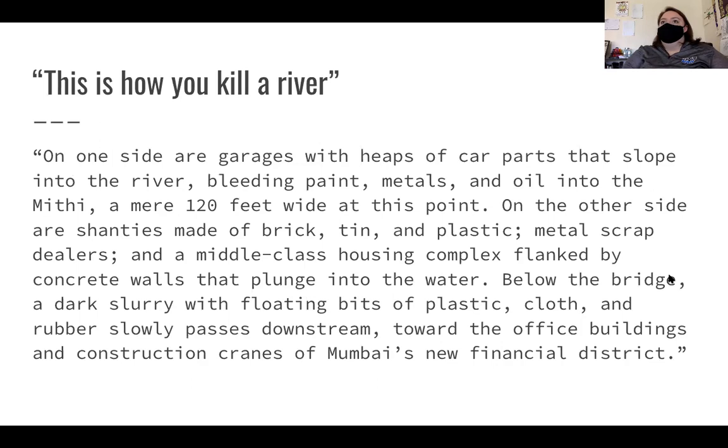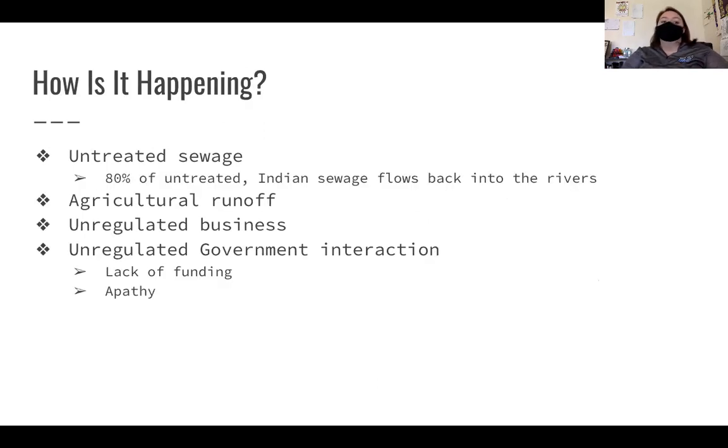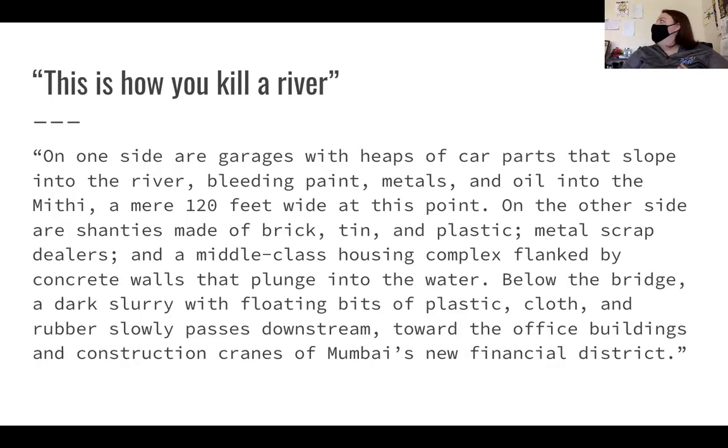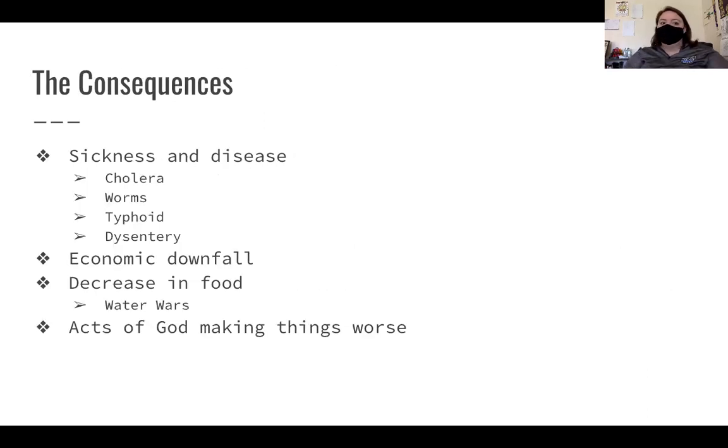I'm going to skip over this quote real quick. It's from an article called This Is How You Kill a River. It's basically about all of these things that we just talked about here, the untreated sewage, the unregulated business, the unwanted or the apathetic government interactions, kind of summed up into one paragraph or one quote. But we'll just go ahead and move straight to the consequences. Okay. Last but not least.